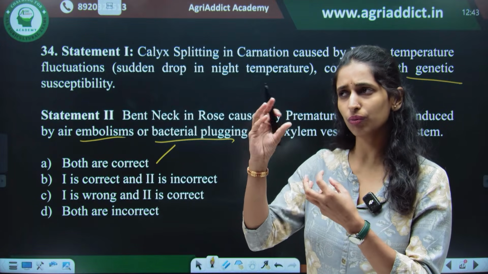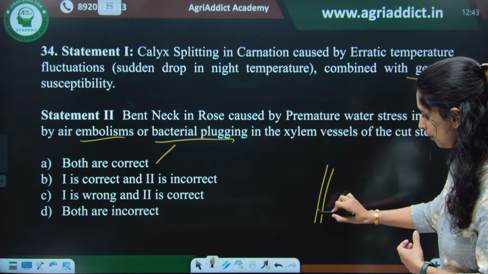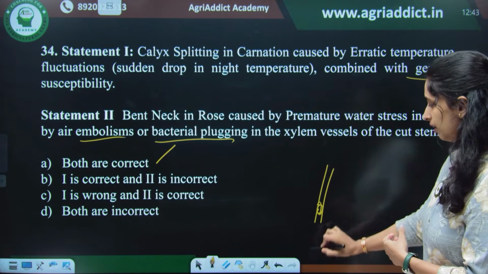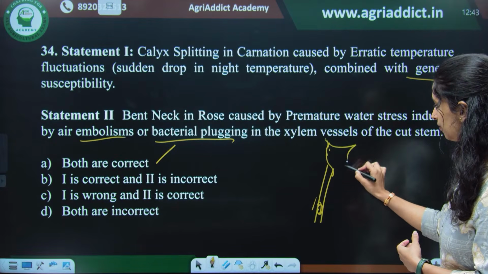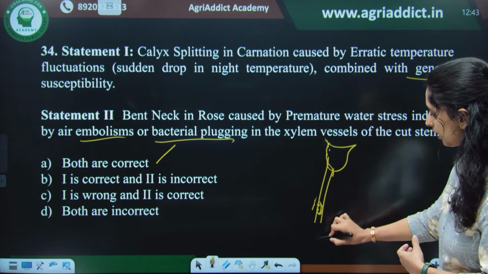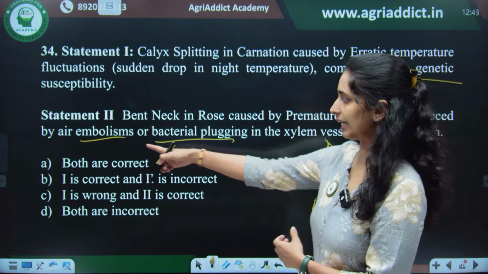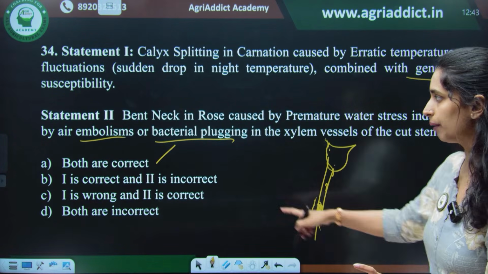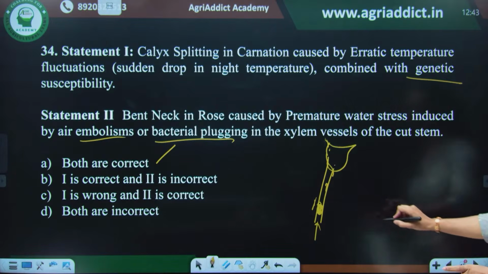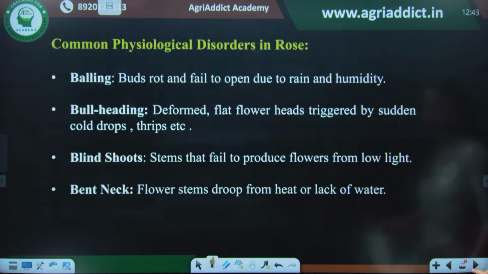After that, what happens? The flower starts to wilt. In the stem, a water bubble will be formed, and the flower cannot absorb the water. Water will be stopped. So that is called air embolism. Air embolism will cause the bent neck. A bent neck, it wilts like this, here.